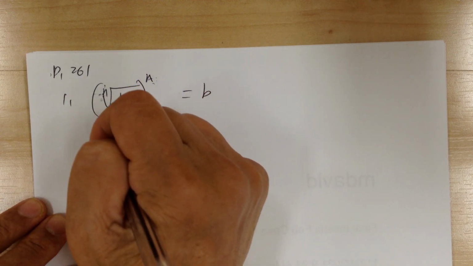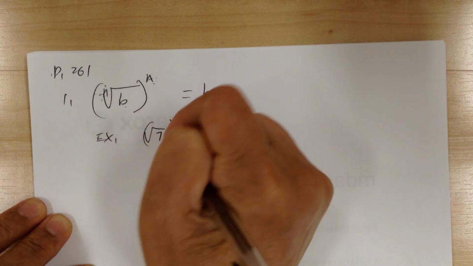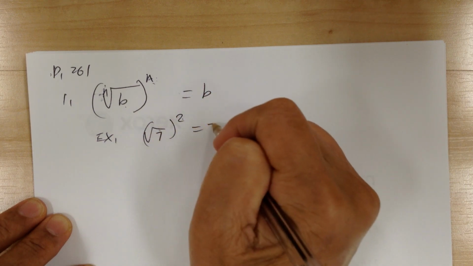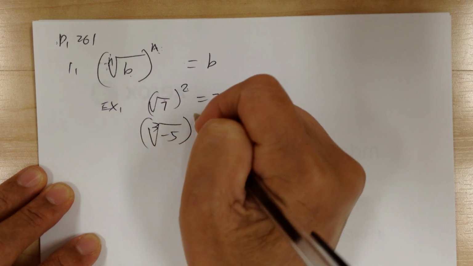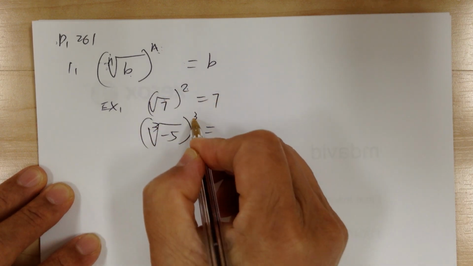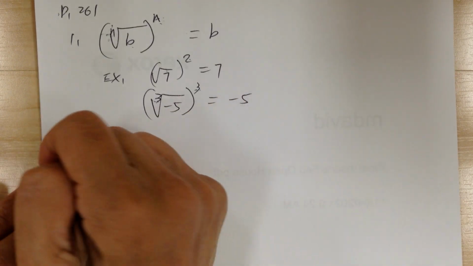An example of that is when you have the square root of 7 squared. So the square and square root cancel, so you get 7. Or you have the cube root of negative 5 to the 3. So the 3 and cube root cancel, and the answer is equal to negative 5. So these are some examples.